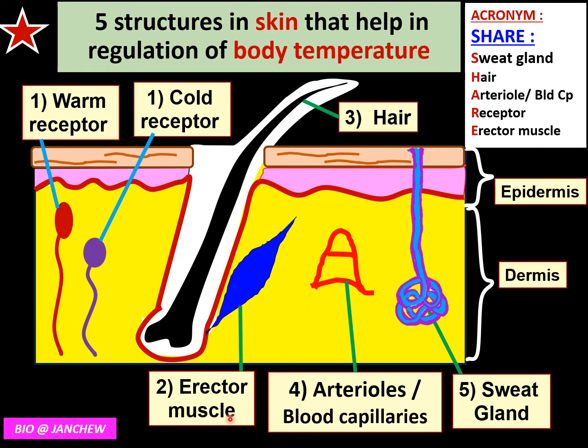Other than erector muscles and hair, we have the arterioles and the blood capillaries, which are the blood vessels that can help to increase heat loss or to retain heat in the body, depending on the changes in body temperature. And then lastly, we have the sweat glands that can produce sweat when we feel hot. So the acronym for these 5 structures is SHARE, S-H-A-R-E. S for sweat gland, H for hair, A for arterioles and blood capillaries, R for receptors, and E for erector muscles.